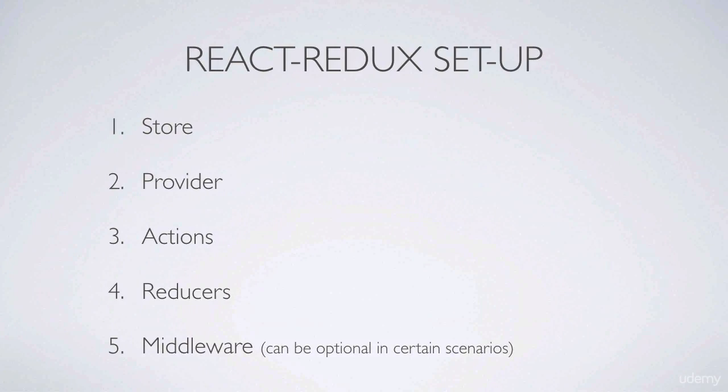A React Redux application is made by 5 elements: one store, a provider, actions or action creators, reducers, and middlewares. I will show you the workflow of a React Redux application, but don't worry if it looks complicated to you. When you start coding it, it will look much simpler.